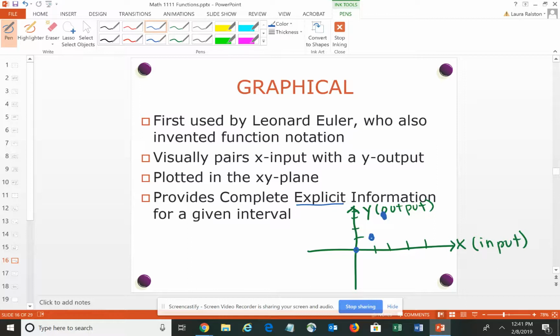Now, one of the benefits of the graph is you get more complete information for a given interval, because I could actually get an idea. I could estimate what the value would be, say, if I were at 1/2. Or I could estimate what the value might be at, say, 1 3/4. Okay, because I could visually inspect my graph and get a sense. So I get a little bit more information, but it requires estimation. So sometimes we might be a little bit off as opposed to actually doing numerical calculations.